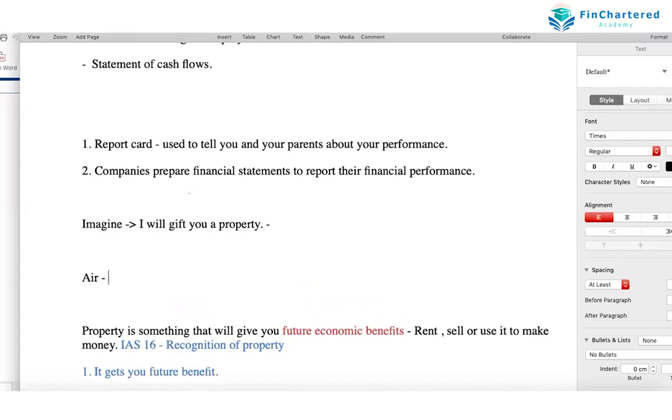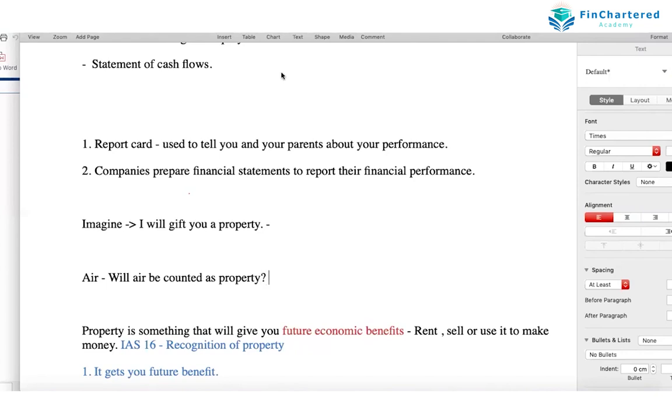Air can get you benefit. Maybe you will use air to produce something, maybe to produce a product. But will air be property? Will air be counted as property?